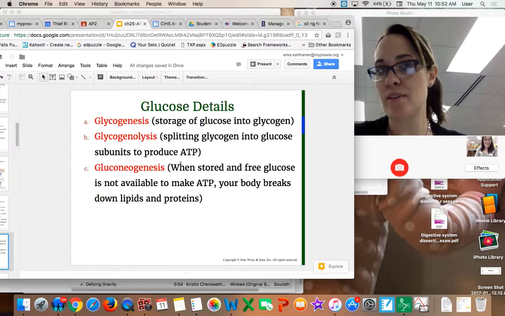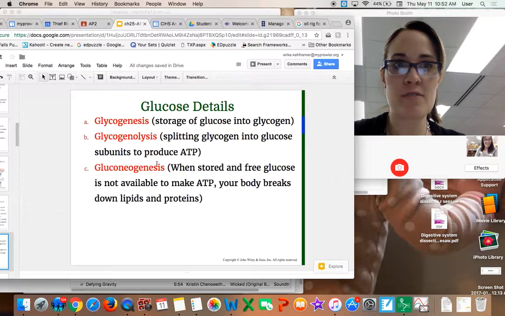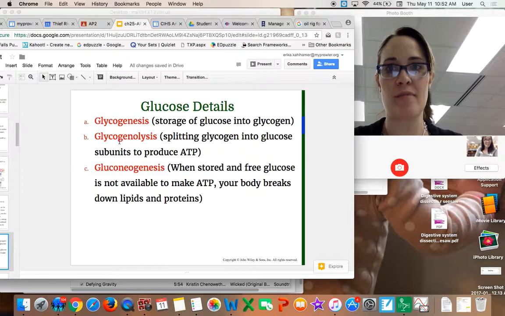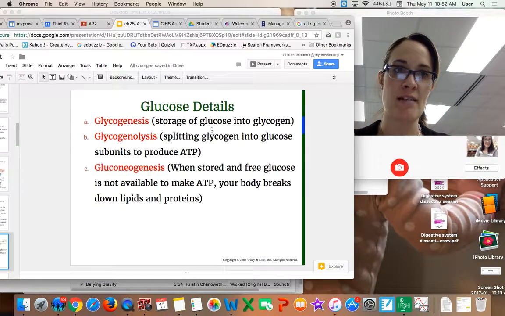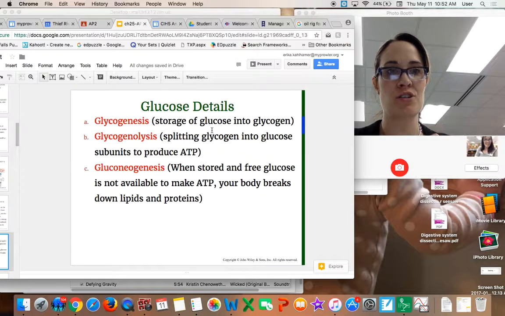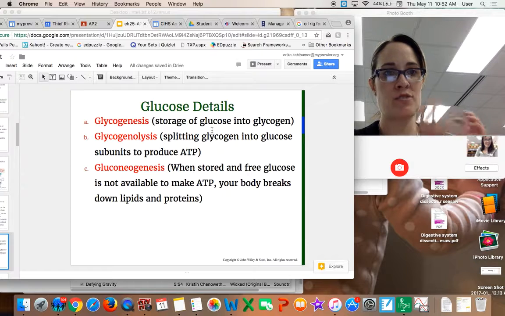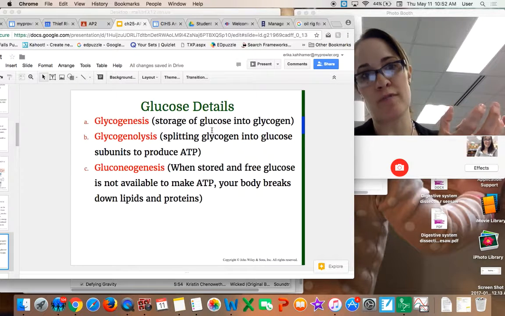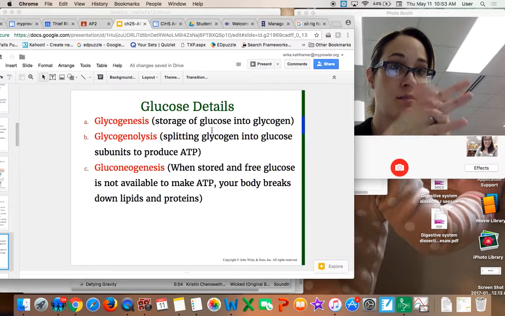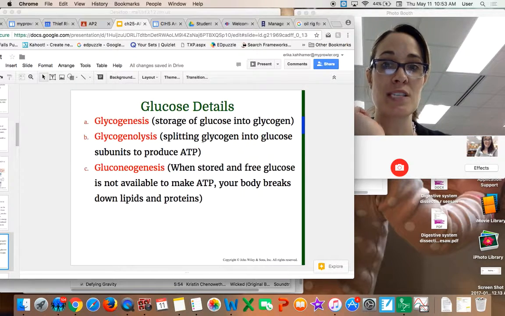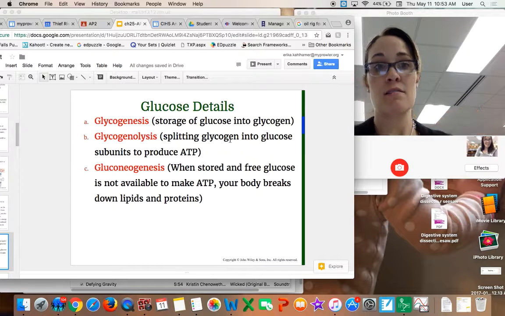I added this one as well. These terms can be confusing, so it's important to just try to simplify it. Glycogenesis, genesis meaning to make, is the storage of glucose into glycogen. So when your body takes glucose in, it will package it into glycogen and store it in some muscles and in the liver. Your body stores glucose in the form of glycogen. When your body needs glucose, needs to liberate it, it will split the glycogen and release glucose.